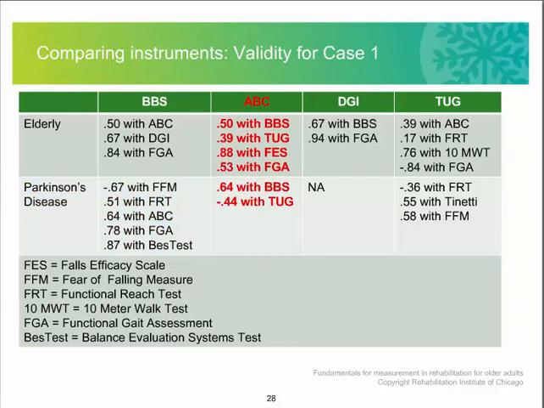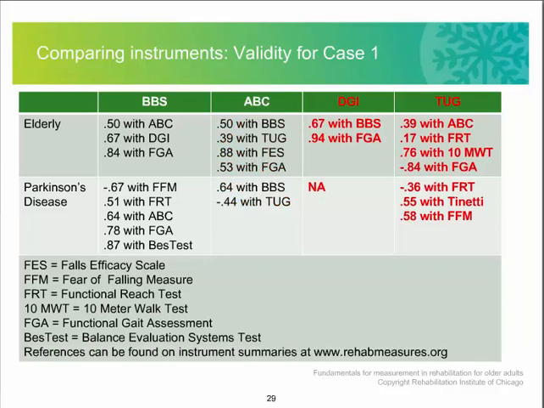The ABC has an excellent correlation with the Berg Balance Scale in PD. Additionally, it has an excellent correlation with the fear of falling measure in a similar elderly population. This indicates that it may assess a different aspect of balance than static or dynamic balance. However, fear of falling or balance confidence could play a role in Frank's falling.